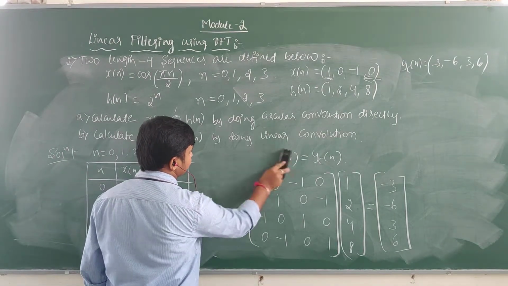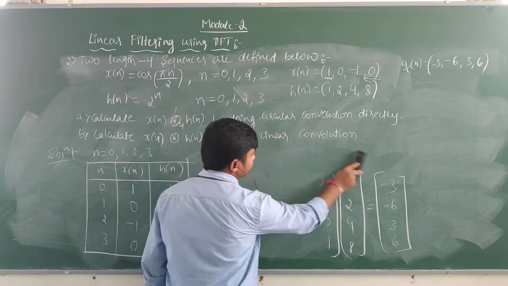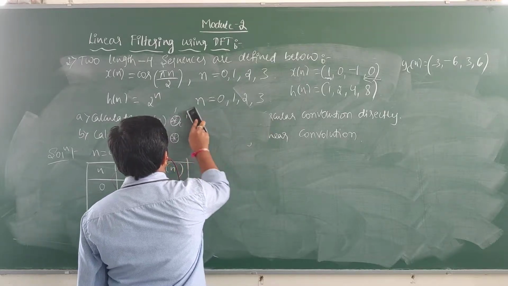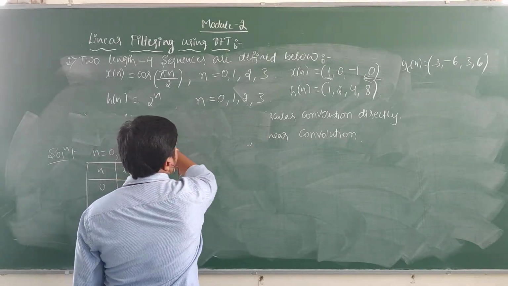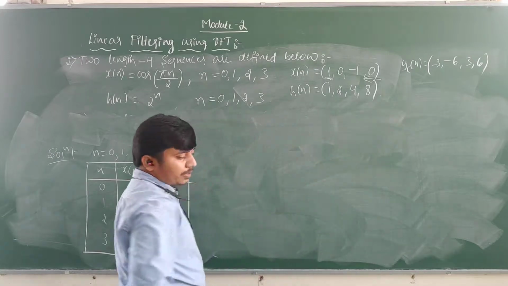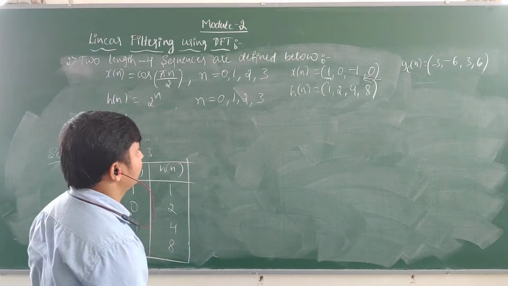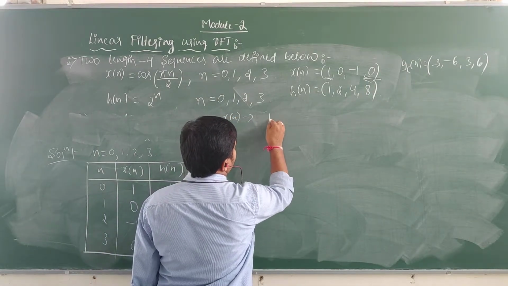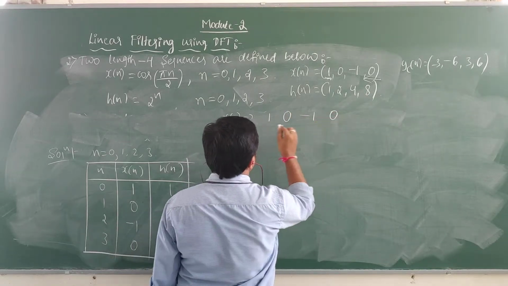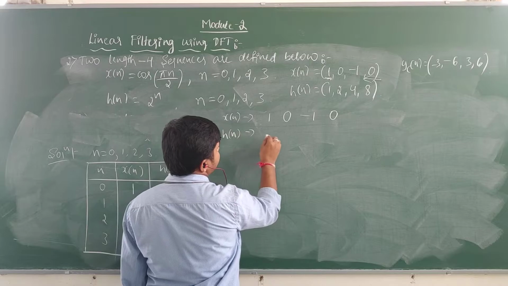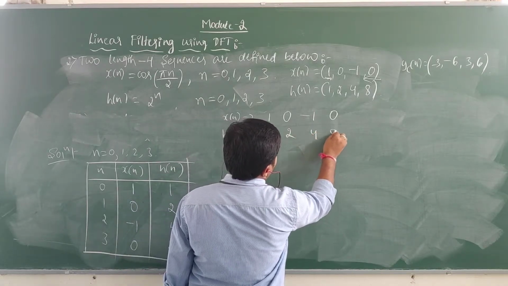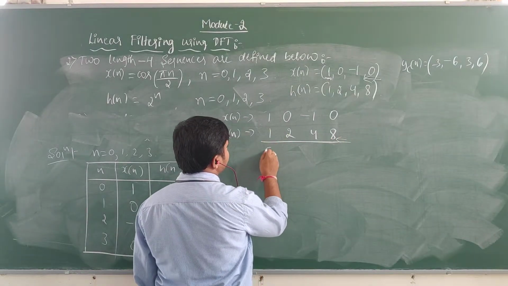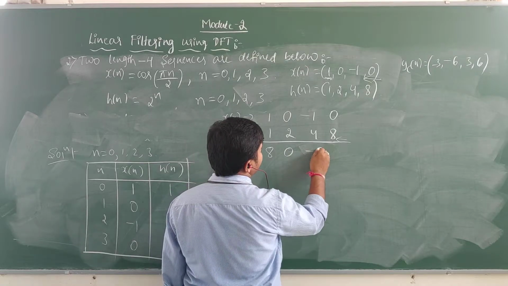So I will drop this. To compute linear convolution, I need to take x of n. x of n is 1, 0, minus 1, 0, and h of n is 1, 2, 4, 8. So we need to multiply from the right side. 8 into 1, 8. 8 into 0, minus 8, 0.